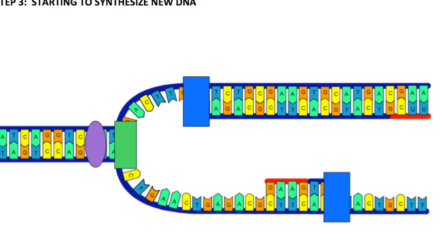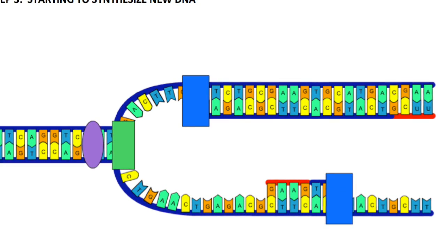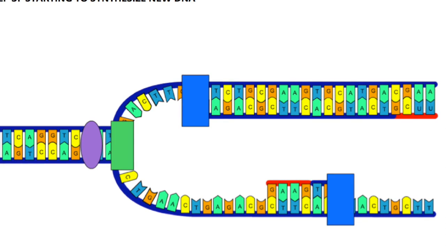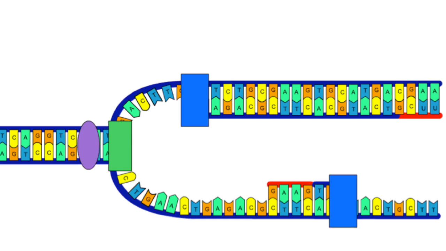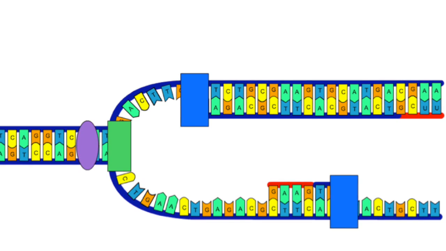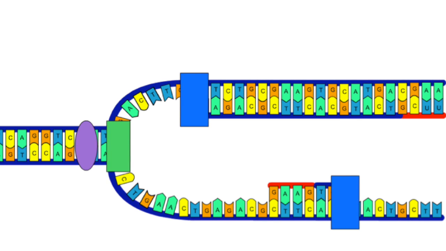dNTPs go to the complementary nitrogen bases of the DNA strand, which makes hydrogen bonds between molecules. On the leading strand it is a continuous process moving from a 5' to 3' direction. Phosphodiester bonds are formed between the 5' sugars.